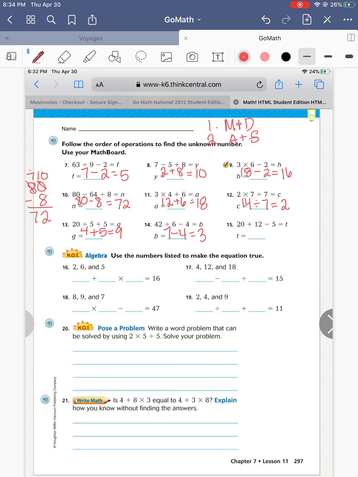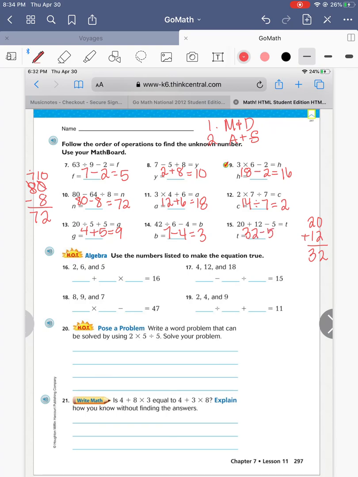20 plus 12 minus 5. So since I only have addition and subtraction, start on the left. And I need to do 20 plus 12. I'm going to remind you over here that you can line them up. So 20 plus 12, 2 plus 0 is 2, 2 plus 1 is 3, so 32.